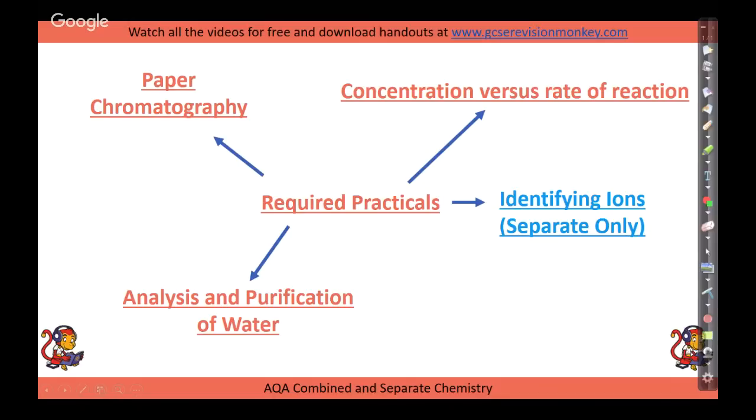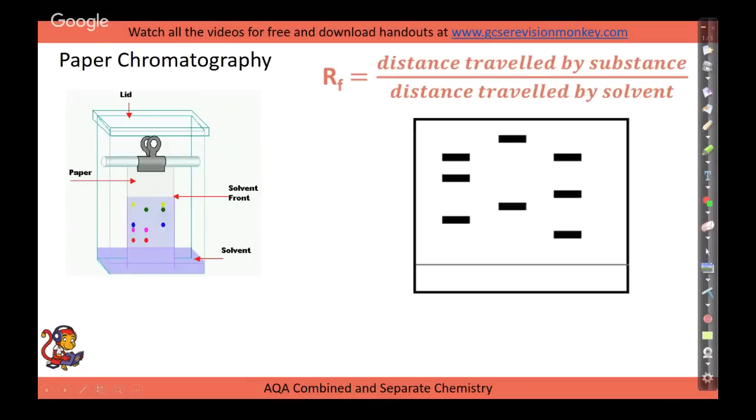So, required practicals for paper 2. You might expect to see paper chromatography in there tomorrow, or concentration and how that affects rate of reaction. You could see a required practical on the analysis and purification of water. And for separate science, expect identifying ions, the required practicals that are surrounding that, to come up in your exam tomorrow. I'll do this one later on for the separate only pupils, but let's start off with the required practicals for both combined and separate scientists.